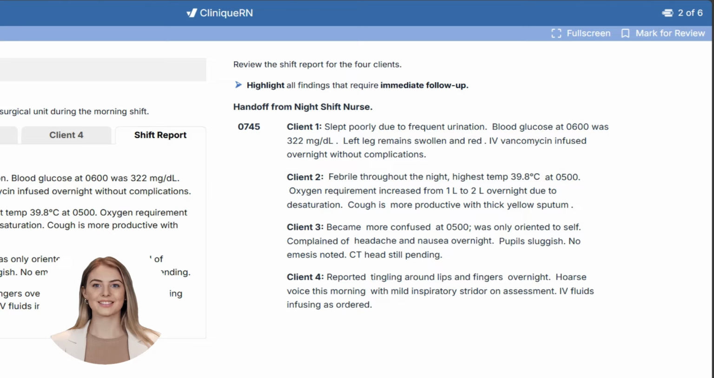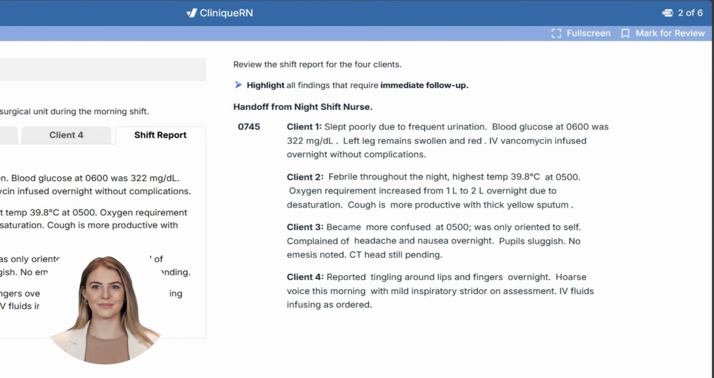Client 1, slept poorly due to frequent urination. Blood glucose at 0600 was 322 milligrams per deciliter. Left leg remains swollen and red. IV vancomycin was infused overnight without complications. Client 2, febrile throughout the night. Highest temperature of 39.8 degrees Celsius at 0500. Oxygen requirement increased from 1 liter to 2 liters overnight due to desaturation. Cough is more productive with thick yellow sputum.